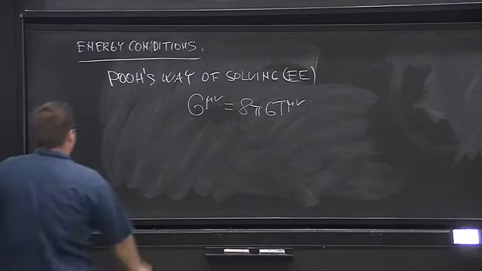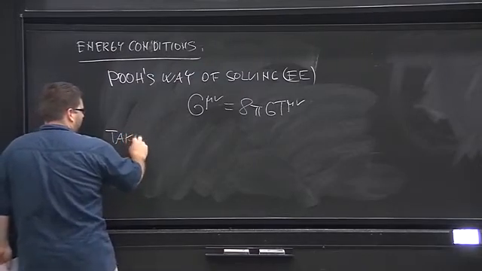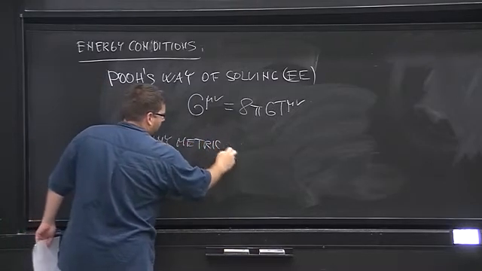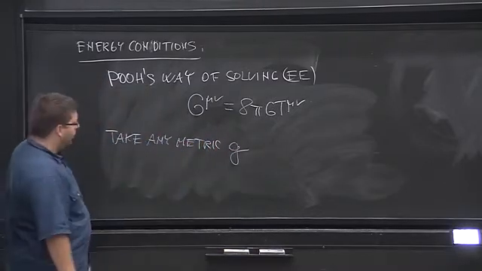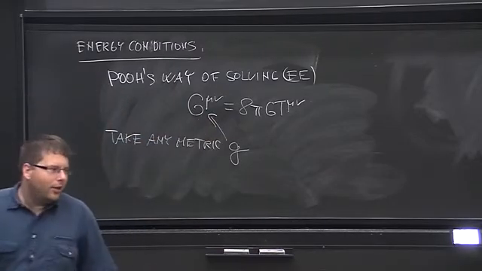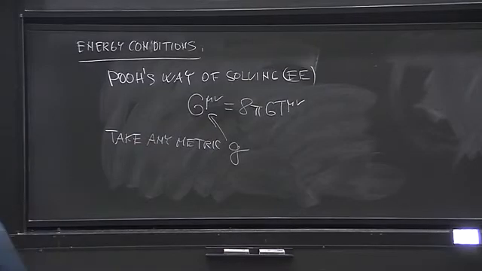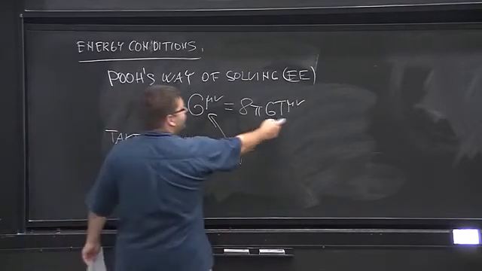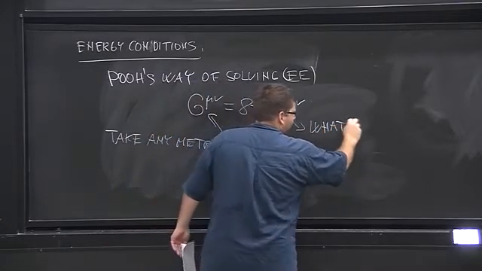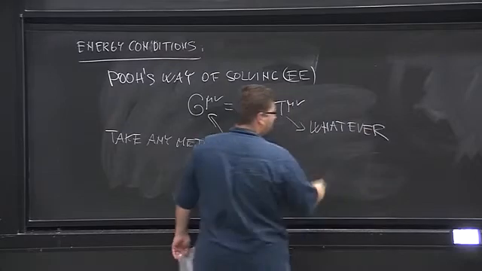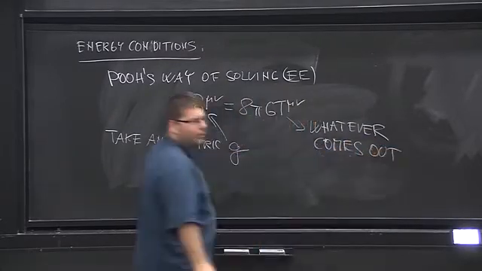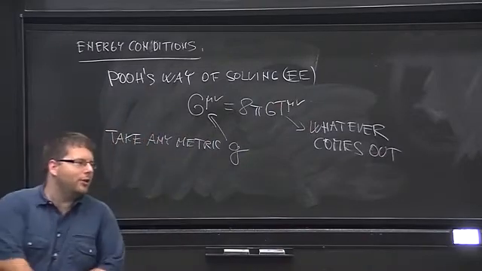Take any metric g, plug it here, and calculate the corresponding G mu nu. Whatever you find, you just call that 8 pi G T mu nu, whatever comes out. And then I have a solution of the Einstein equations with that corresponding T mu nu. So that's Pooh's way of solving the Einstein equations.